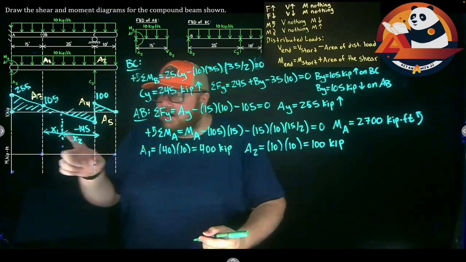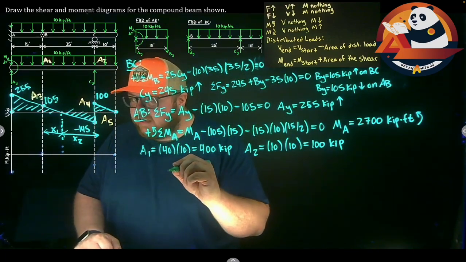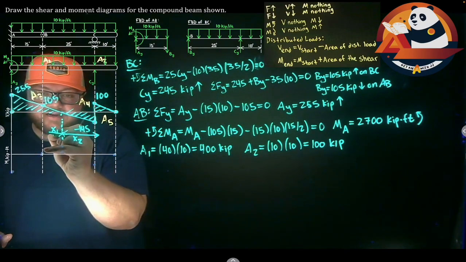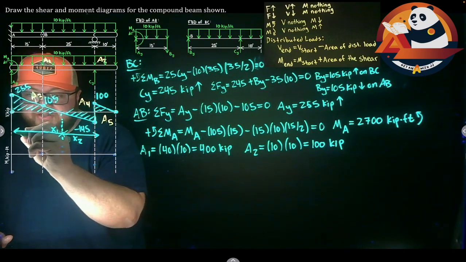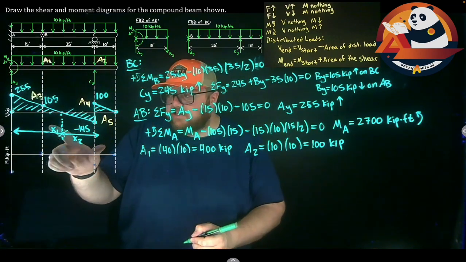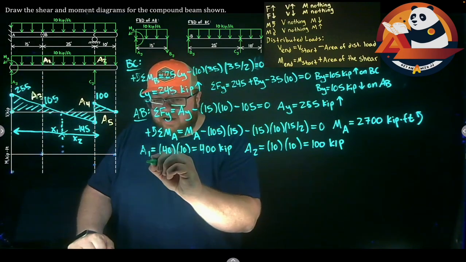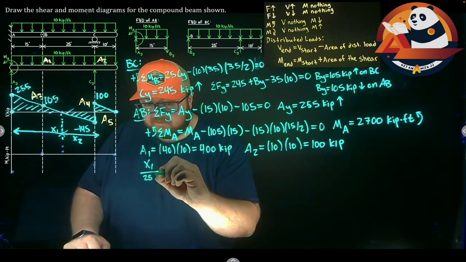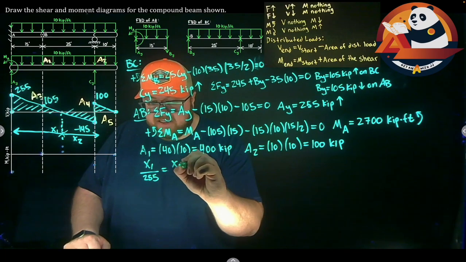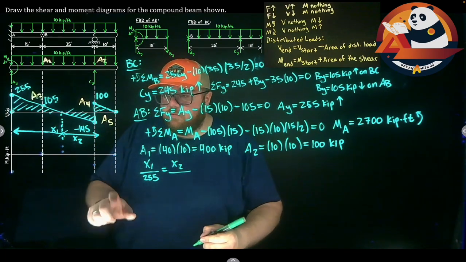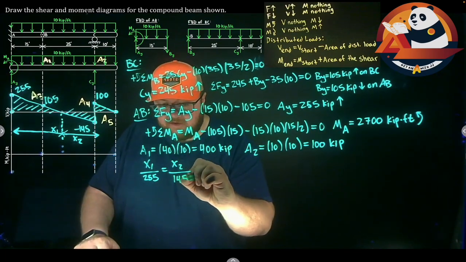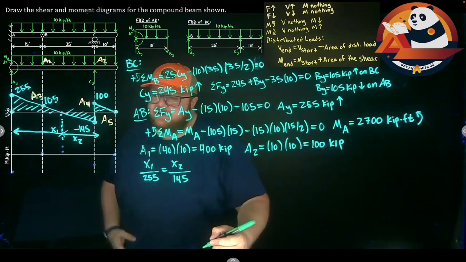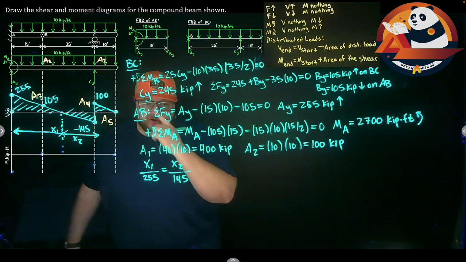So my x1, I'm using proportional triangles. It'll be way easier if I just make a big triangle here that goes all the way to the left edge. And that'll be my x1. So x1 over 255 equals x2 over 145. I could do a distance right here, it would be like an x3 over 105. It would still be proportional. We could work with that.